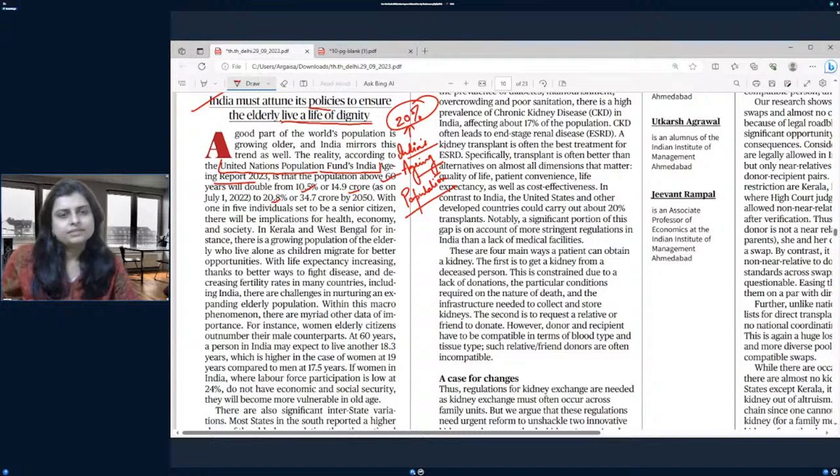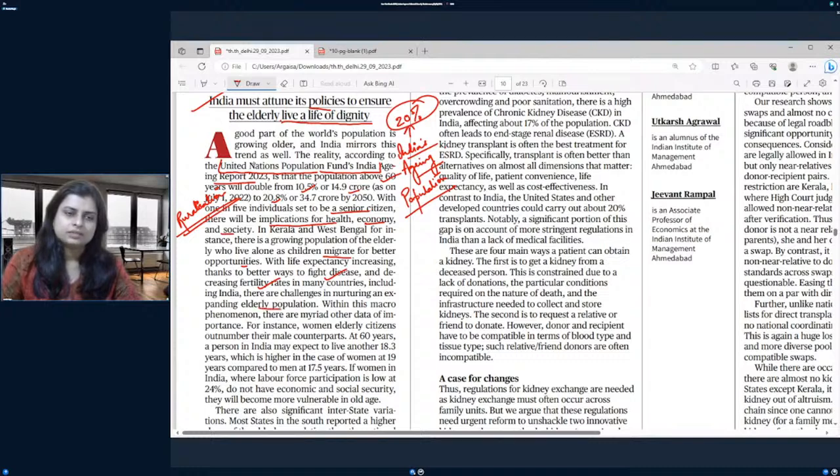Now, with 1 in 5 individuals said to be a senior citizen, there will be implications for health, economy, and society. In Kerala and West Bengal, for instance, there is a growing population of the elderly who live alone as children migrate for better opportunities. So, yesterday also I was talking about the ruralization of the elderly. In most of the rural areas, you will find the elderly living. With life expectancy increasing thanks to better ways to fight disease, and decreasing fertility rates in many countries, including India, there are challenges in nurturing and expanding the elderly population.